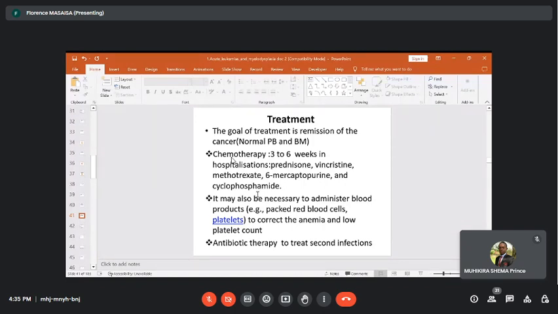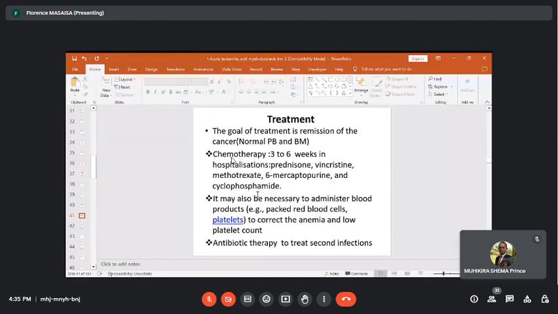Chemotherapy can take 3 to 6 weeks in the hospital, where the patient may have a combination of prednisolone, vincristine, cyclophosphamide, and so on. The reason I don't give you details here is that the guidelines are mostly revised. The treatment option can also depend on the setting, as this is expensive. You develop your guideline locally and adjust the medication line.